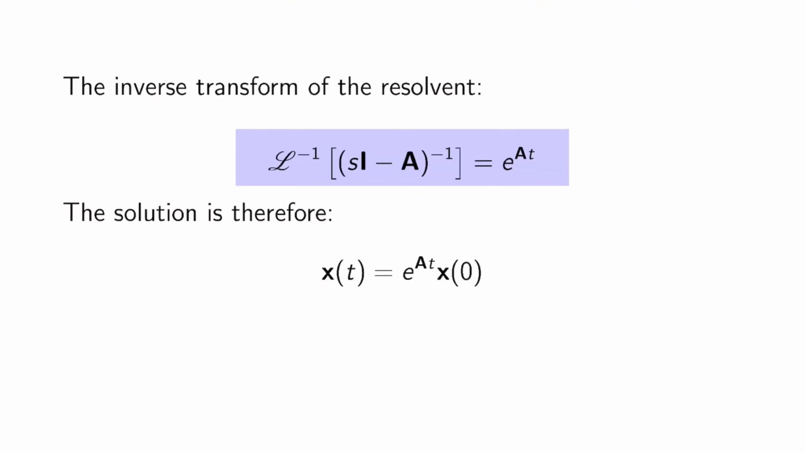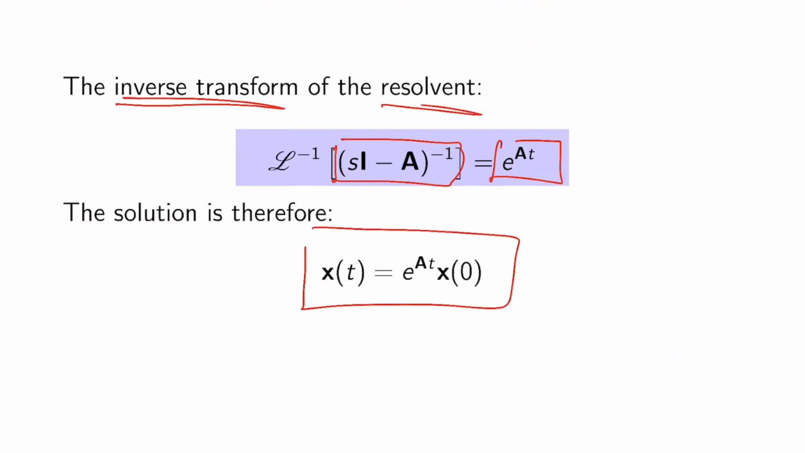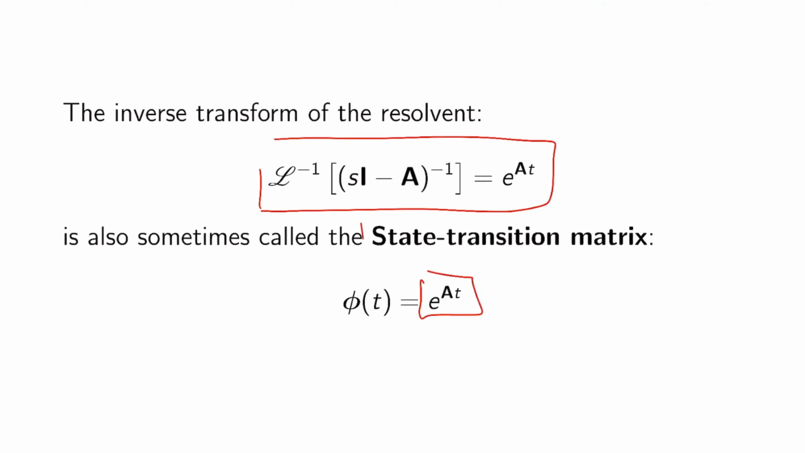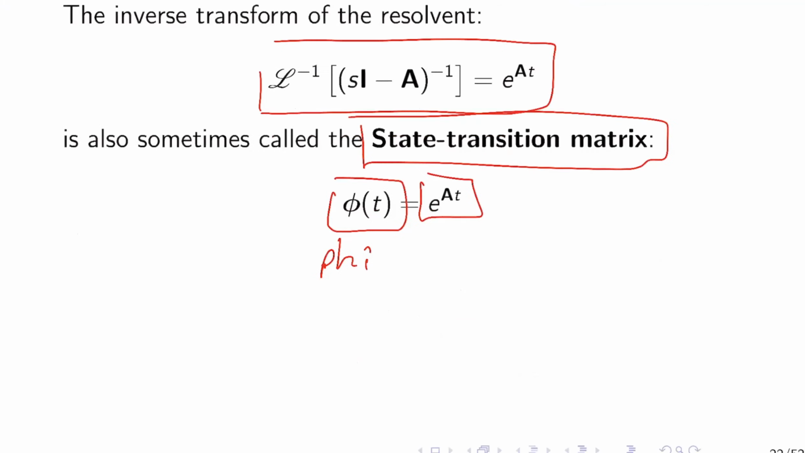So this just summarizes it. The inverse transform of the resolvent, this piece here, is the matrix exponential. And therefore the solution, as we've seen before, is simply the matrix exponential times the initial conditions. We've seen this before, okay? This just summarizes what we did: the inverse of the resolvent is the matrix exponential. Another piece of notation, this piece is also called the state transition matrix, and is given the symbol phi, all right? So phi.